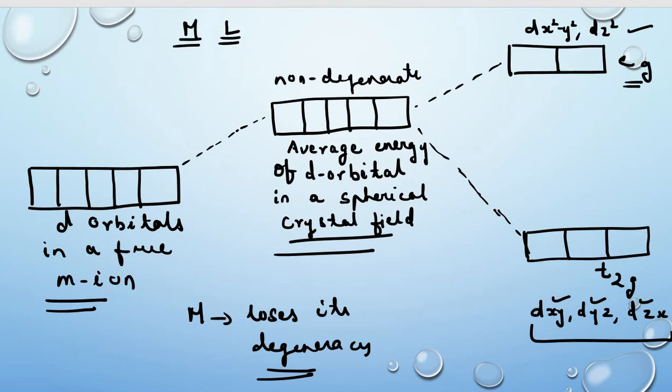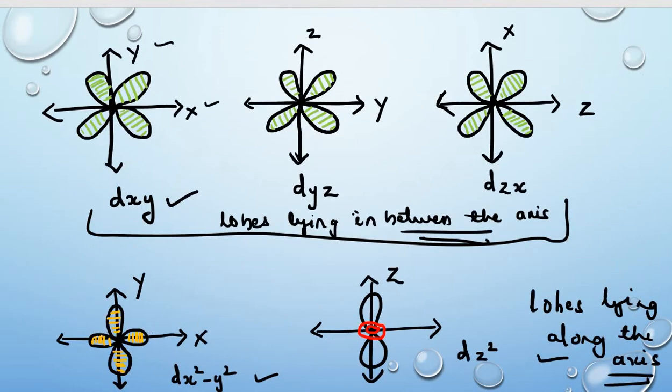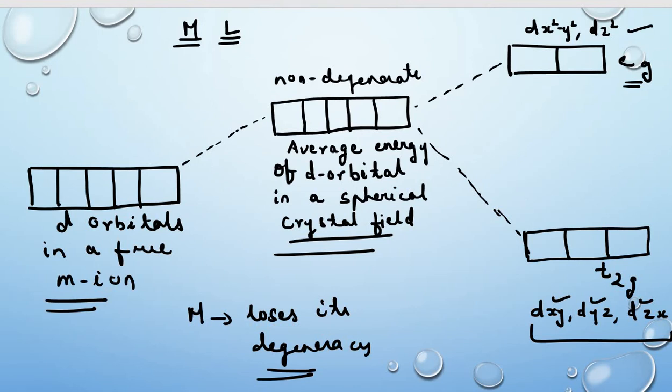Because you can see here, we have already said these two lobes, dx square-y square and dz square, are lying along the axis. So when the ligand approaches the metal along the axis, the repulsion between these two, dx square-y square and dz square, is greater than that of the remaining three. What are the remaining three?